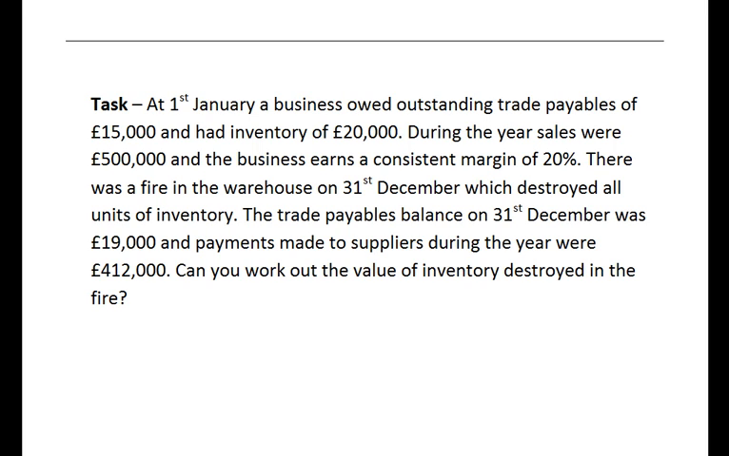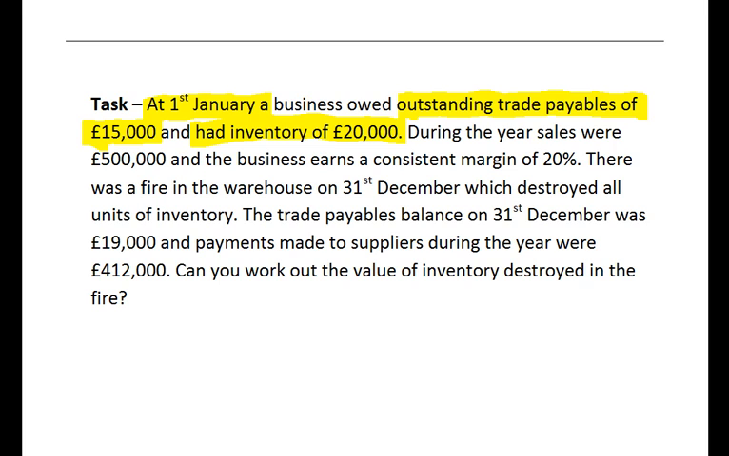So let's have a look at what we've got here. We're given some information at the 1st of January. At the beginning of a particular year, we're told that they had outstanding trade payables of £15,000. That's what they owed to their credit suppliers at that point. And they had inventory of £20,000. So that's their opening inventory, the units they had in stock at the beginning of the year. So that information is from the start of the year.